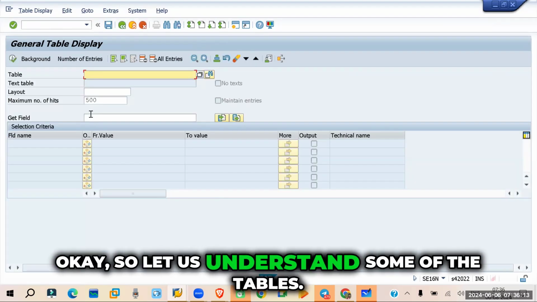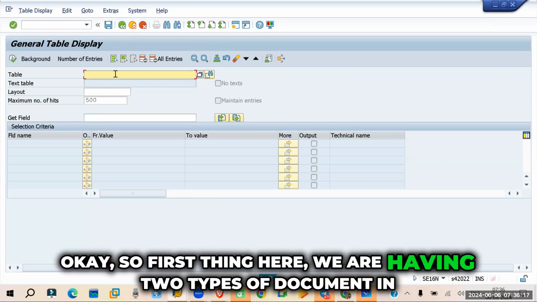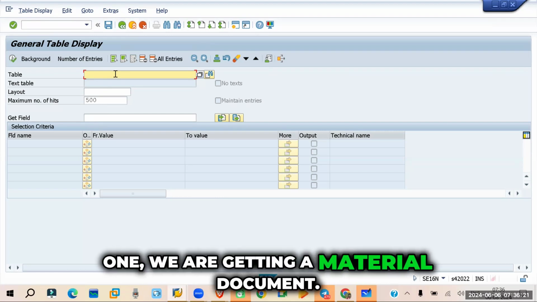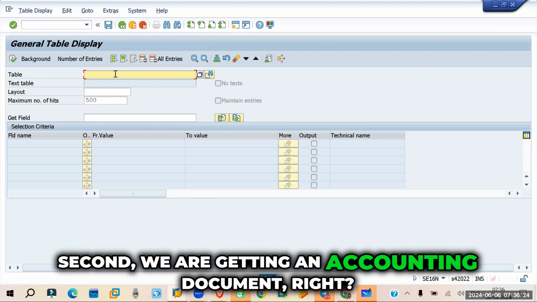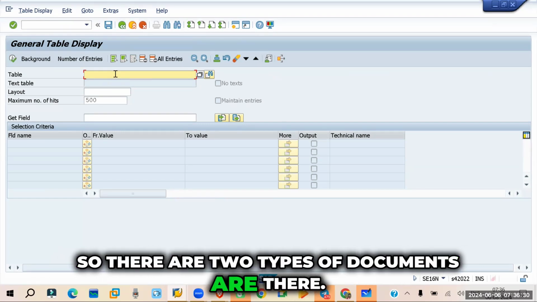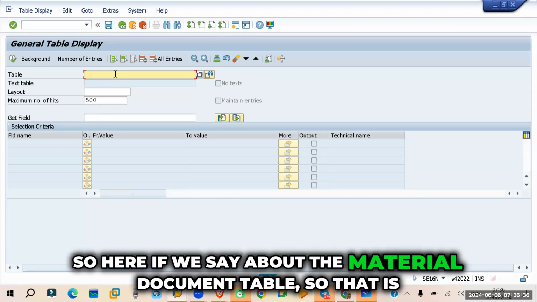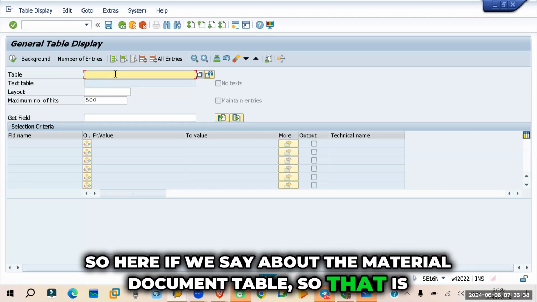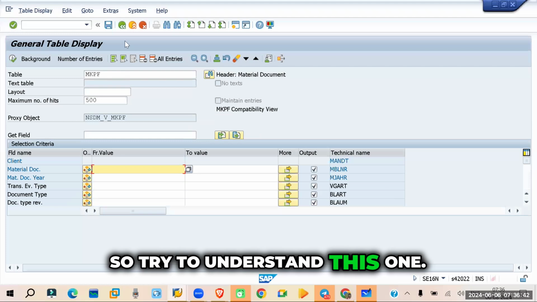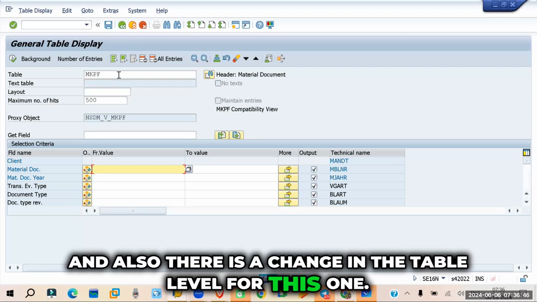Okay, so let us understand some of the tables. First thing, here we have two types of documents in MIGO, right? One, we get a material document. Second, we get an accounting document. So there are two types of documents and two types of tables. If we talk about the material document table, that is MKPF. Try to understand this one, and also there is a change in the table level for this one.